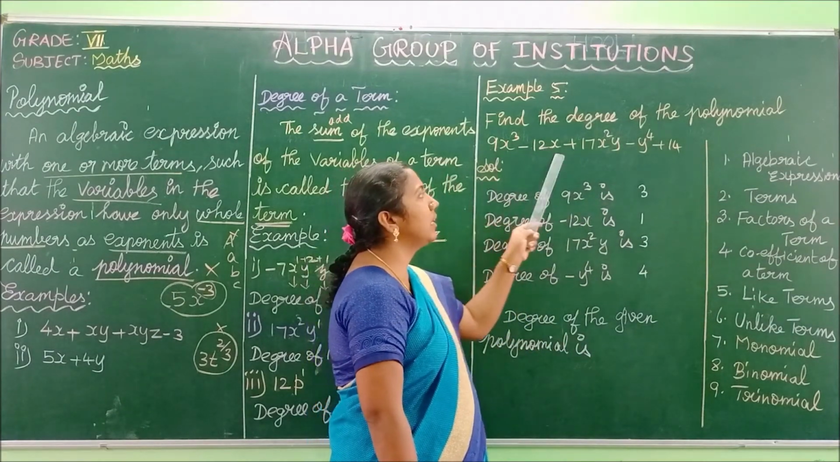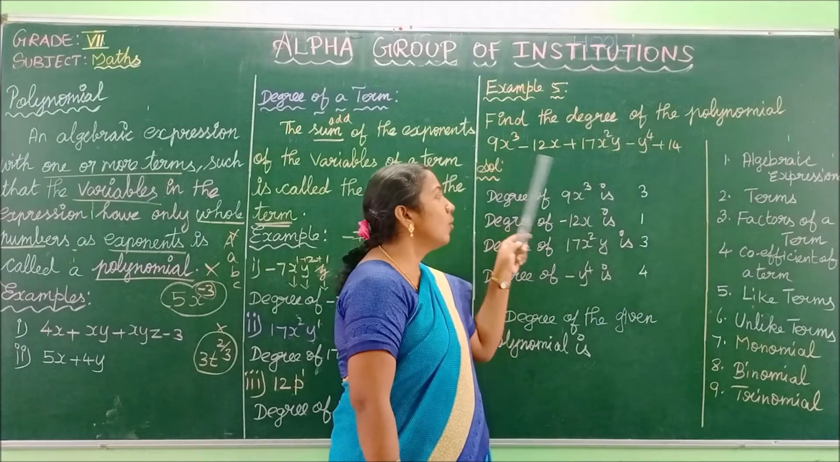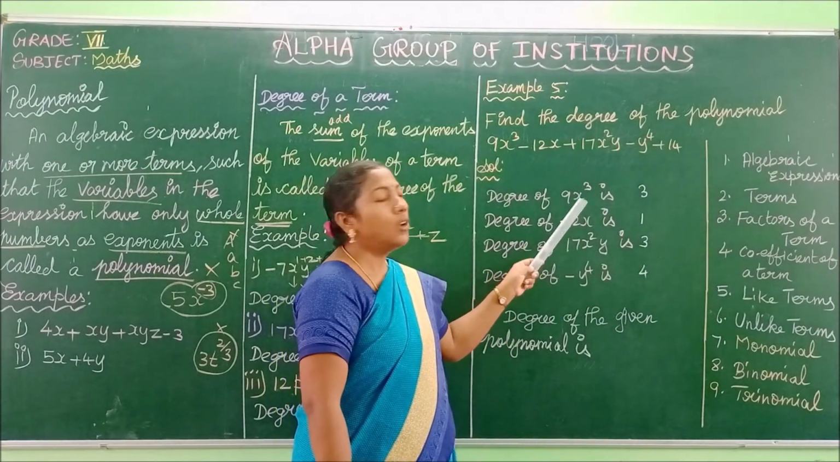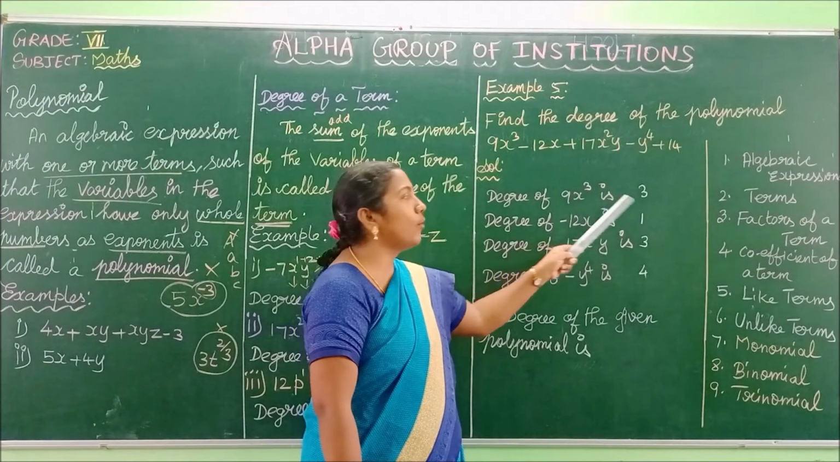So you have to calculate the degree of 4 terms only. What is the first term? 9x cube. What is the degree of the 9x cube term? What is the power of the x? 3. So you have to write 3 here.